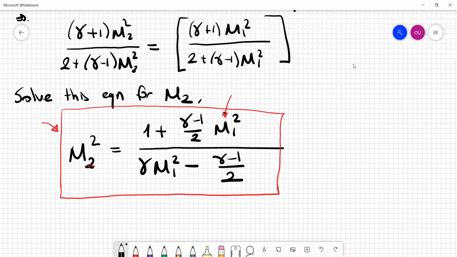Of course, I said M2 is the most important parameter, but it's obviously not the only parameter. We need to determine all other variables as well. I need to know, for example, the temperature after the shock wave, the static pressure after the shock wave, the density after the shock wave, even the entropy after the shock wave. So starting from this point, once I have this relation, I can do all the rest.